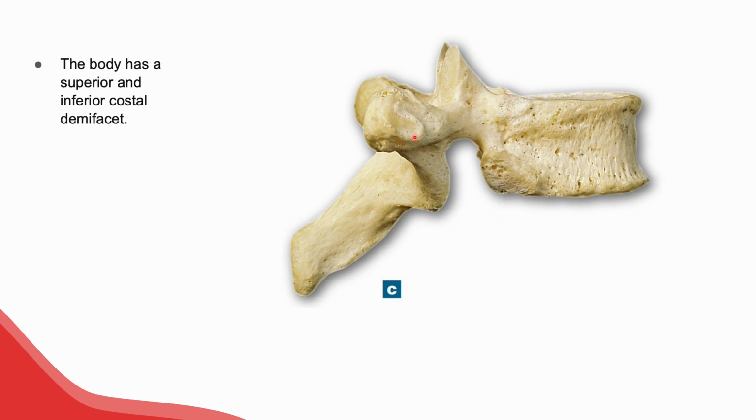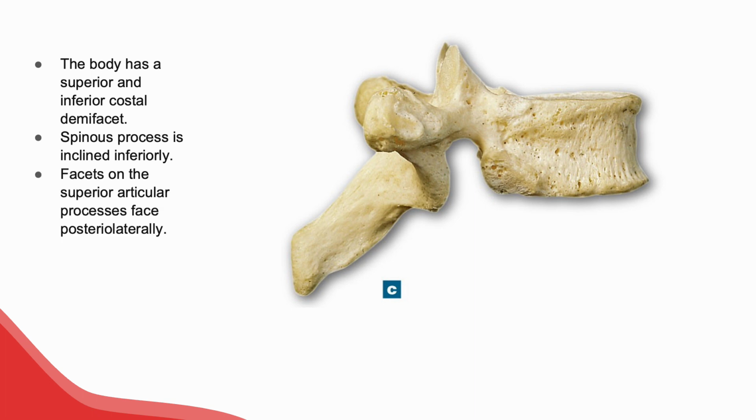The spinous process is inclined inferiorly. Okay, that's a good sign. The facets on the superior articular process face posterolaterally. So all these features point toward that this is a typical thoracic vertebra, T2 to T8.